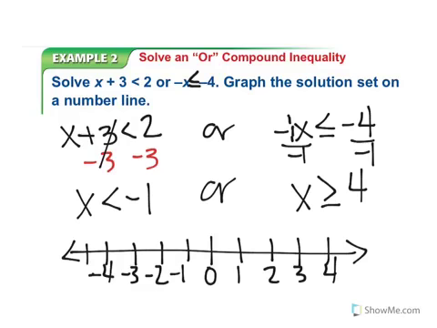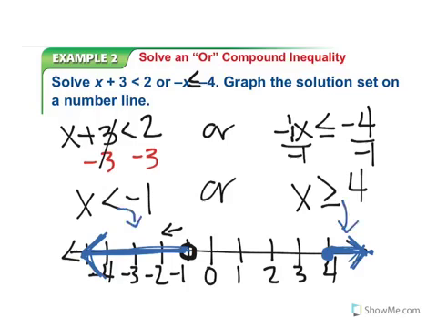Looking at the first inequality, we see x is strictly less than -1. So that means I'm going to have an open circle at -1, and we're going to be shading to the left. And if we look at x is greater than or equal to 4, that means we're going to have a closed circle at 4, and we're going to be shading to the right. Okay, so we shade to the right, and over here we shade to the left. And this is what it would look like on a single graph. Okay, so we have this inequality here and this inequality here.